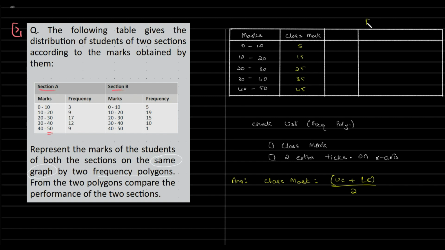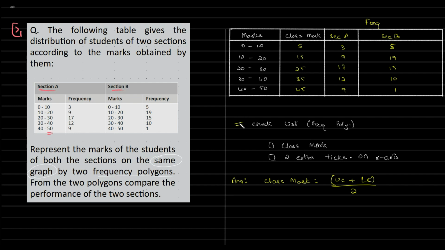And then you can write the frequency of section A and B. So this is section A and that's section B. This is 3, 9, 17, 12 and 9. This is 5, 19, 15, 10 and 1.